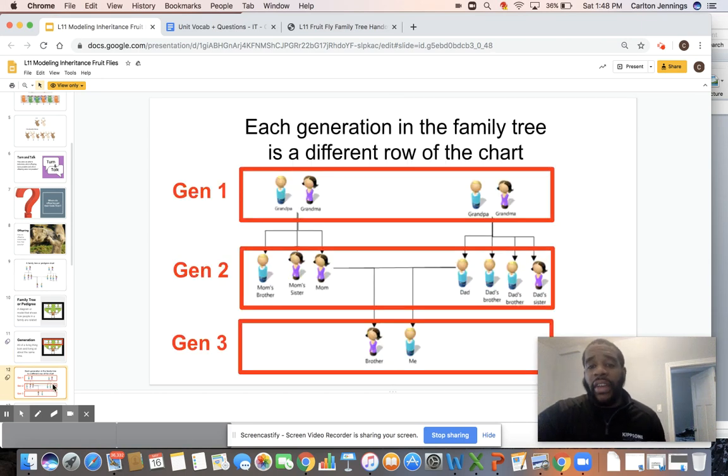Each generation in the family tree is a different row in the chart. So generation one would be your grandmother and grandfather, then your mom and your dad and their brothers and sisters, and then you and your sister, or other people in your family. That's where you can see the family tree coming out.